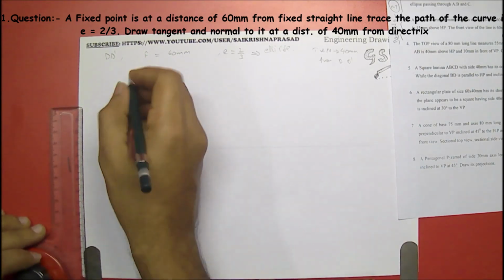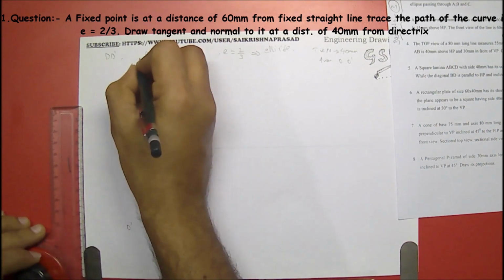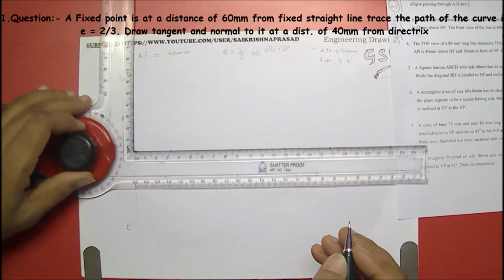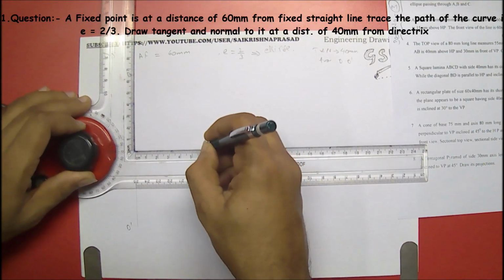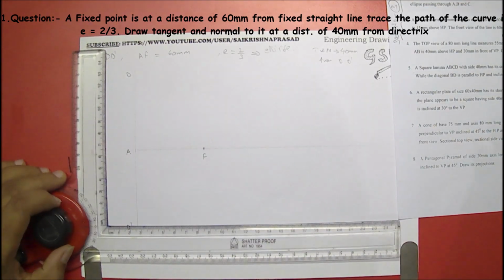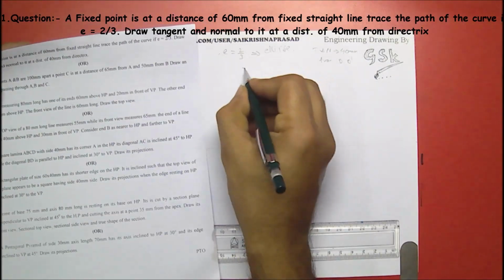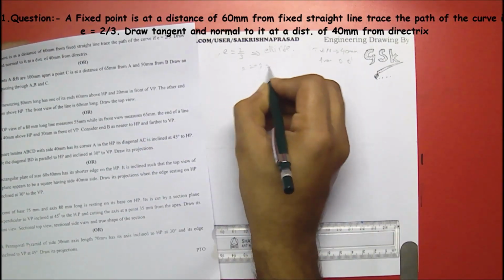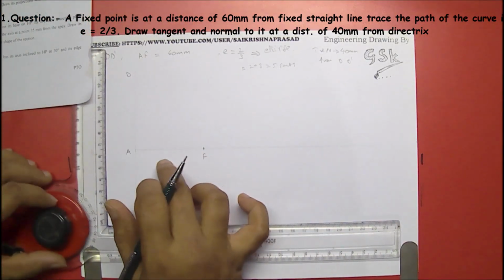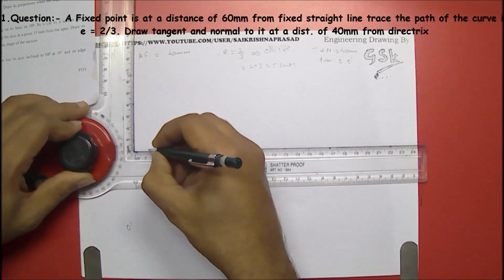This is the directrix, fixed straight line d dash, and this is AF, 60 mm. From here I'll be taking 60 mm. This is focus point F, and here our eccentricity is 2/3, means we have to add 2 plus 3 equals 5 parts, means we have to divide this 60 mm into 5 parts. I'll be dividing each part 12 mm.